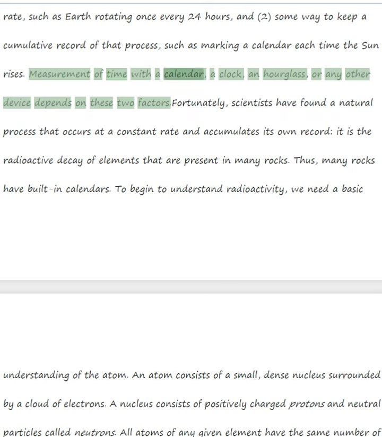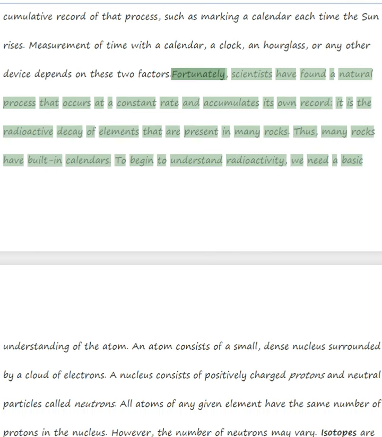Measurement of time with a calendar, a clock, an hourglass, or any other device depends on these two factors. Fortunately, scientists have found a natural process that occurs at a constant rate and accumulates its own record. It is the radioactive decay of elements that are present in many rocks. Thus, many rocks have built-in calendars.